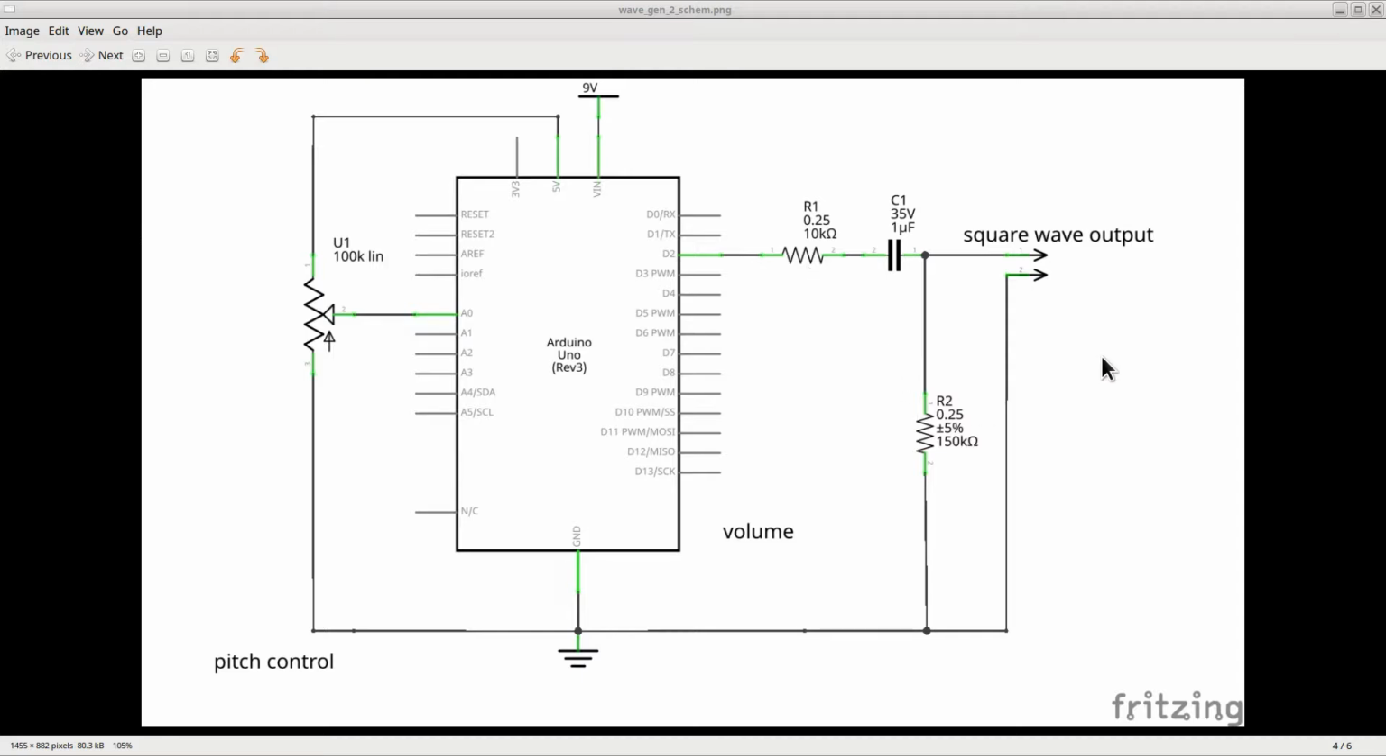Because of R1 and R2, the output square wave of this circuit will have a high impedance. If we needed a lower impedance along with a higher current, we could still add an impedance adapter in series with the output of this circuit, for example an op-amp in a voltage follower configuration. And that's it, we don't need any other component to make the Arduino play a sound.